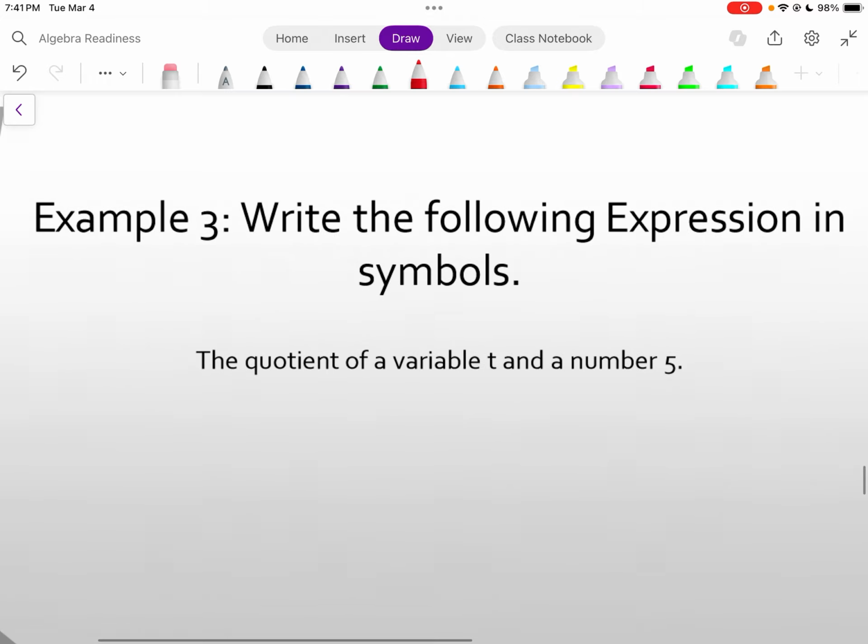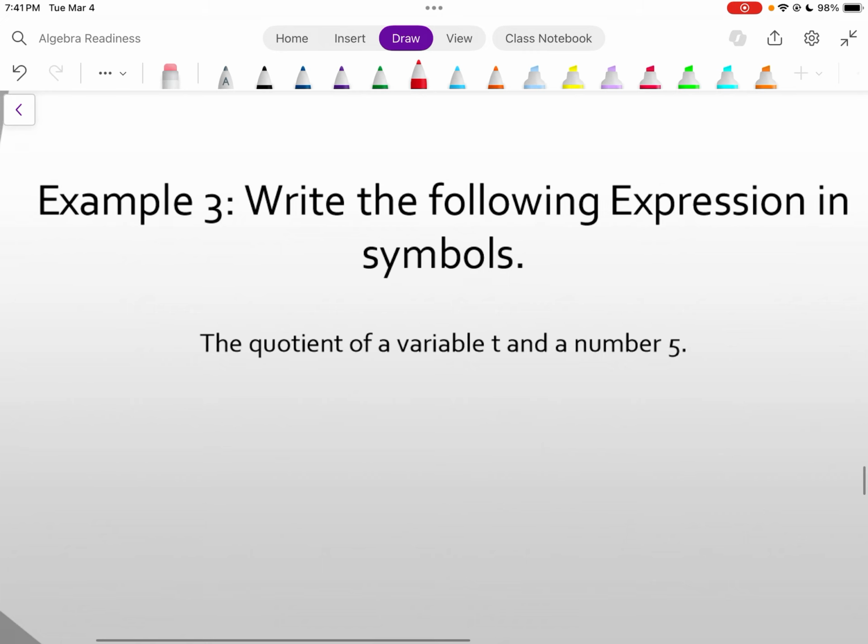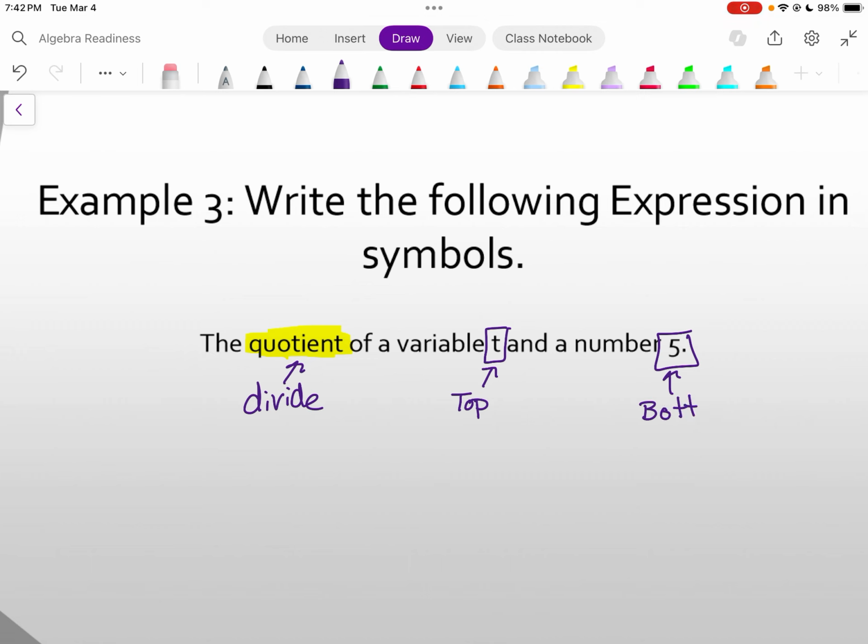Good. All right, our next one, write the following expression in symbols. This one says the quotient of a variable t and a number 5. So in this one, first thing I identify is the word quotient. And quotient means divide. And when we talked about the quotient, whichever part shows up first goes on the top of our fraction. And then whichever one shows up second goes on the bottom. So when we write this as a quotient, we are going to write t over 5. And that would be our quotient.